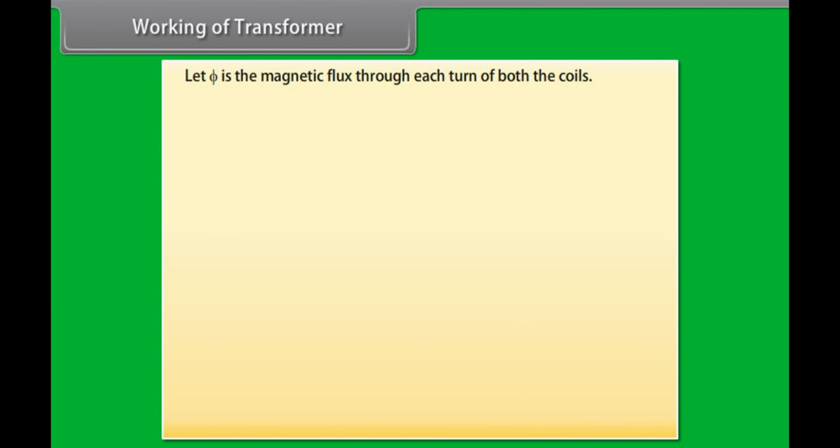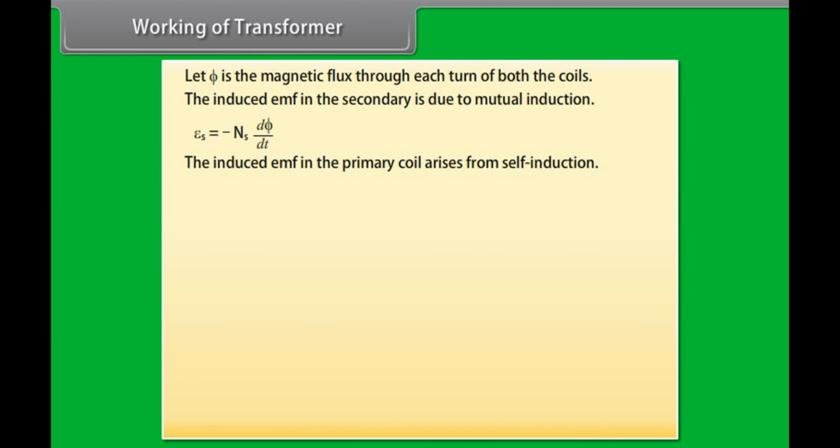Let phi be the magnetic flux through each turn of both the coils. The induced EMF in the secondary is due to mutual induction. Es is equal to minus Ns dphi by dt. The induced EMF in the primary coil arises from self-induction. Ep is equal to minus Np dphi by dt.